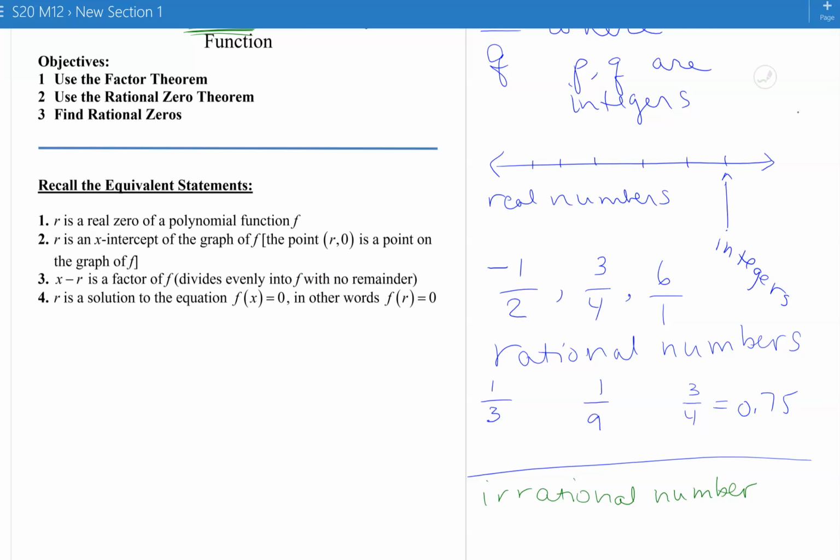then we're going to work on finding rational zeros. So I want to keep reminding you about these 4 equivalent statements. It's like 4 for the price of 1. If you know any one of these things, then you know all 4 of these things.